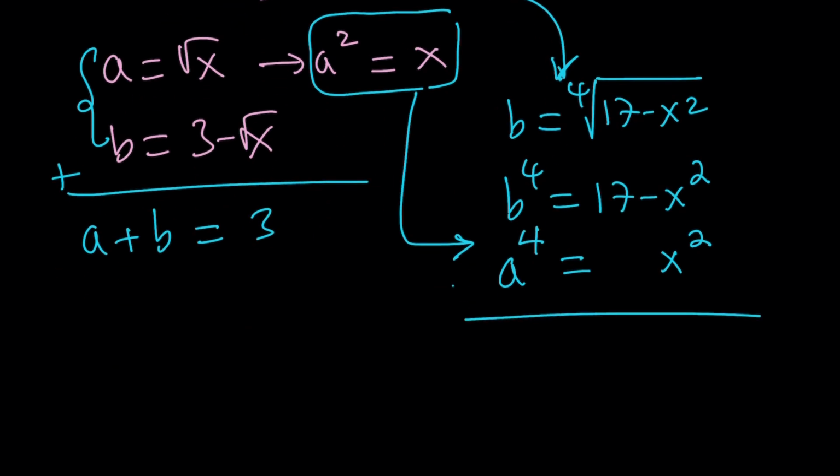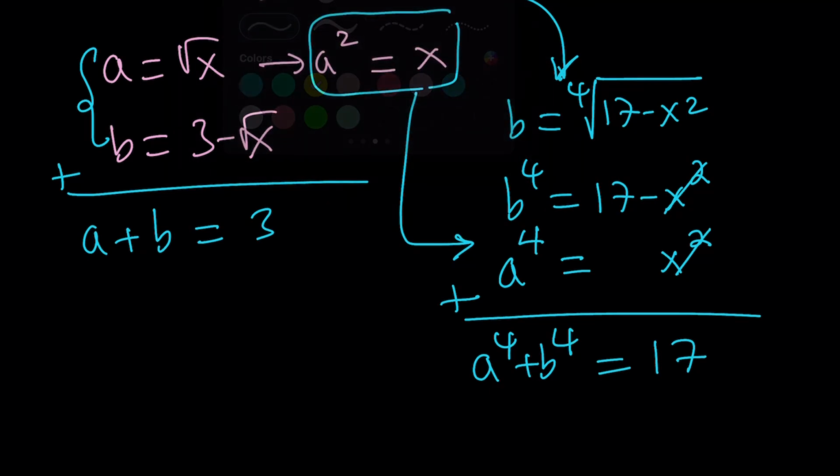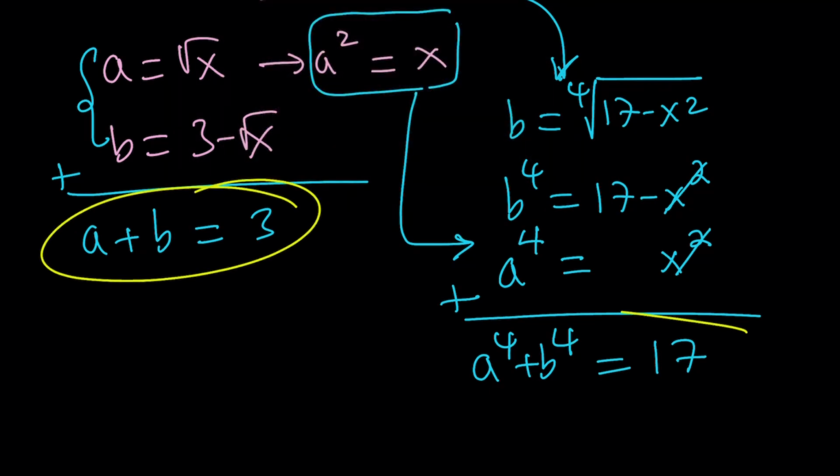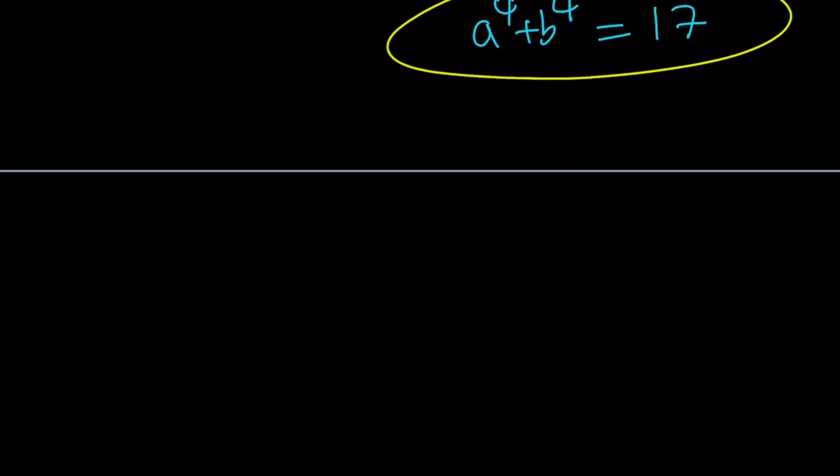So we're going to add these up. X squared cancels out. We get a to the fourth power plus b to the fourth power is equal to 17. And I'm pretty sure at this point you already guessed the solution correctly, right? Okay, that doesn't matter much. I mean, you can guess and check, definitely, that's totally fine.